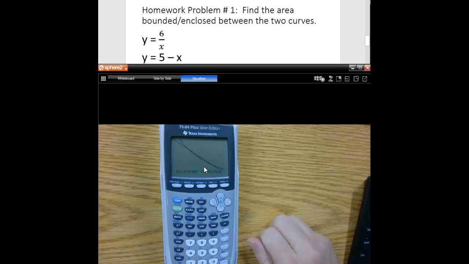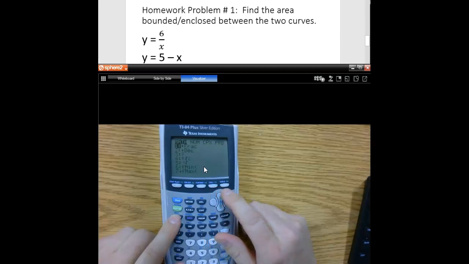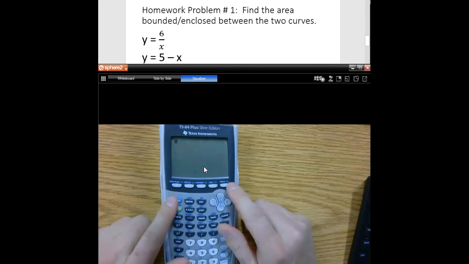There we go. Nice. It's a sliver of area. It's barely anything at all. All right, so let's go ahead and find where those places intersect. Oops, wrong button again. I do that quite often.